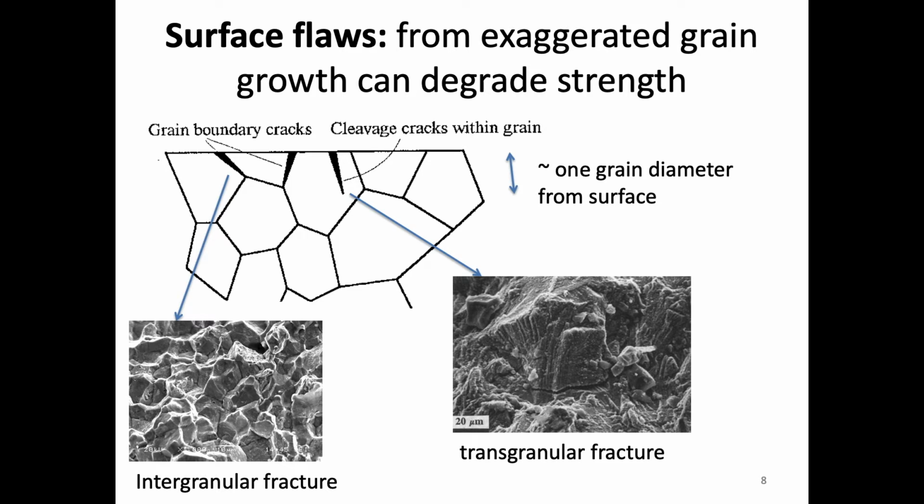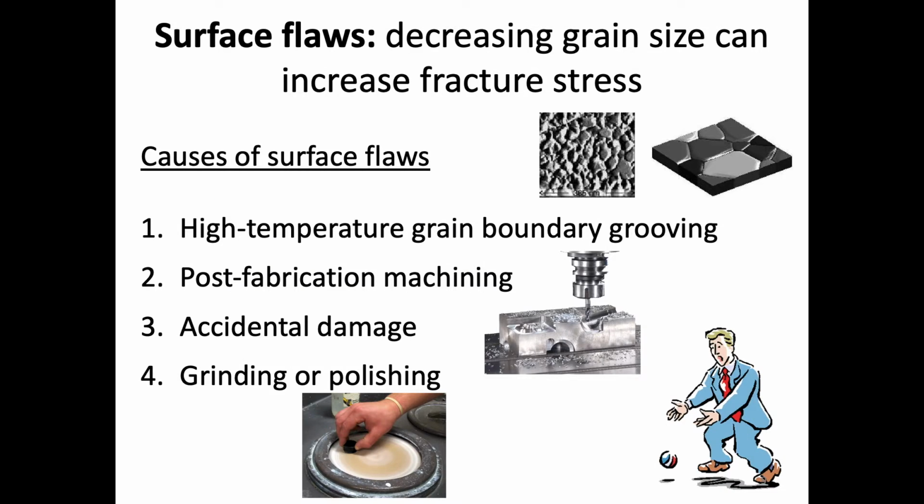So what this tells us is that if we have really large grains, this gives us the potential for really large surface flaws, and vice versa. If we have a really small grain structure, then our surface flaws tend to be much smaller, and that's obviously beneficial. So exaggerated grain growth can affect it in that way. One of the ways we can get rid of surface flaws or reduce their effects is by decreasing the grain size.